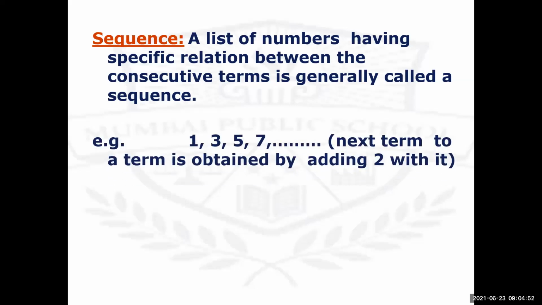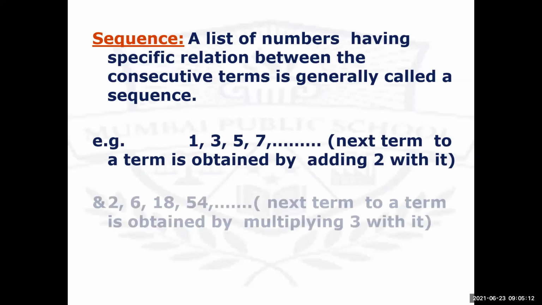Example. Now, when you look at the numbers 1, 3, 5, 7, the next term to a term is obtained by adding 2 with it. Understand, now check here. Each term here is obtained by adding 2 to the previous number.